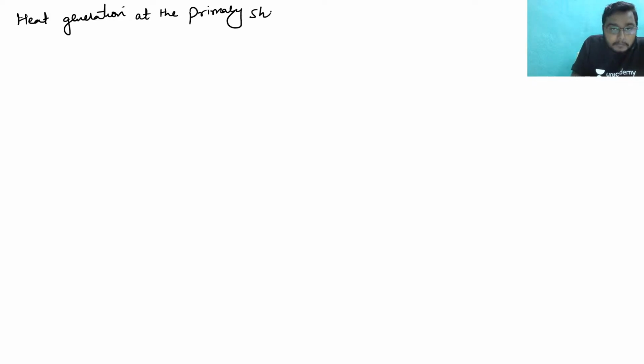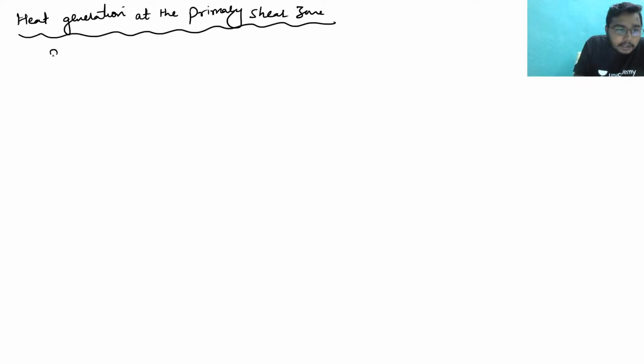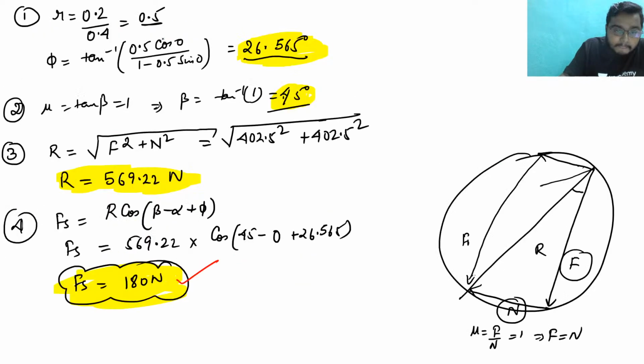Now see, for the heat generation in the shear plane, what you can write here is heat generation at the primary shear plane, at the primary shear zone. This would be nothing but Fs into Vs. Clear? Now what is Fs? Fs you have found out as 180 Newton in this earlier question, right?